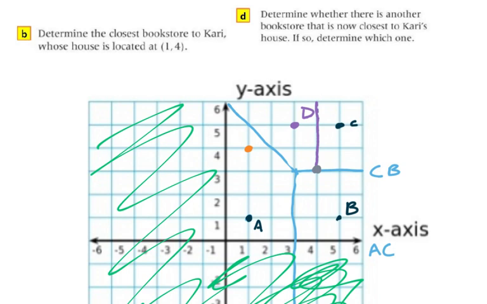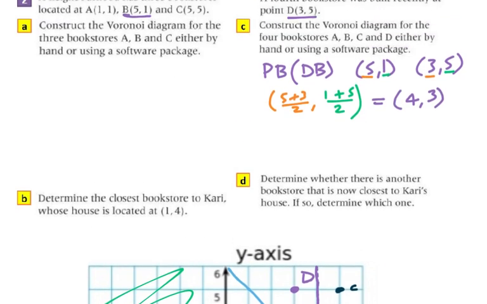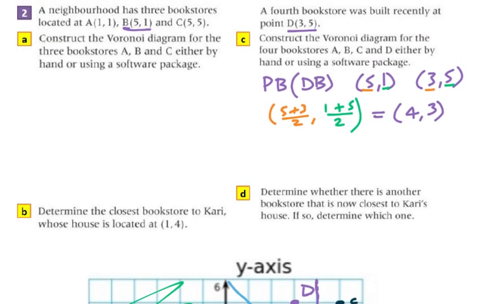Now we need the gradient. So we know the midpoint lies on that perpendicular bisector, so it gives us a starting point. But we also need the gradient, to see which direction we're going in. So for dB, in order to find a gradient, remember it's change in y over change in x. I will remind us of the formula.